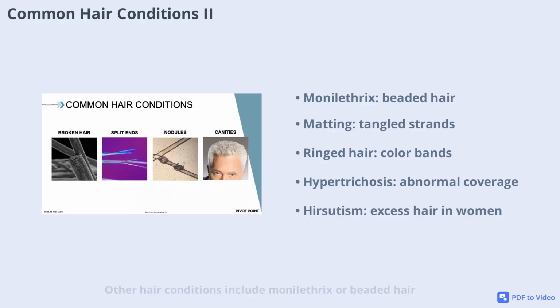Other hair conditions include monilethrix or beaded hair, which breaks between beads or nodes, matting where hair strands tangle together, ringed hair showing alternating bands of gray and dark, hypertrichosis, which is abnormal hair coverage, and hirsutism or excessive terminal hair in women. Each condition requires a specific approach for management and care.